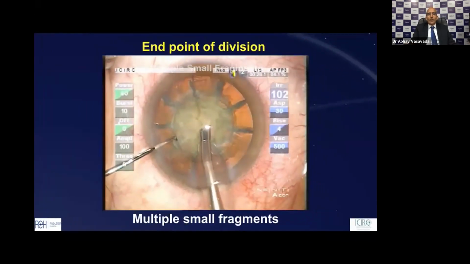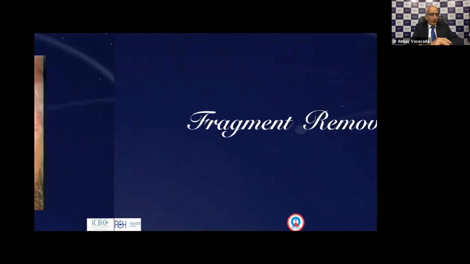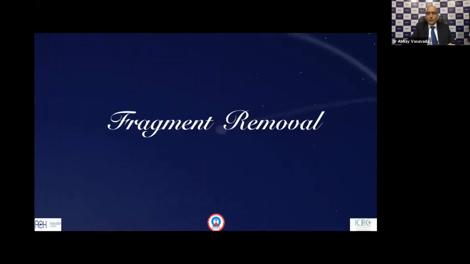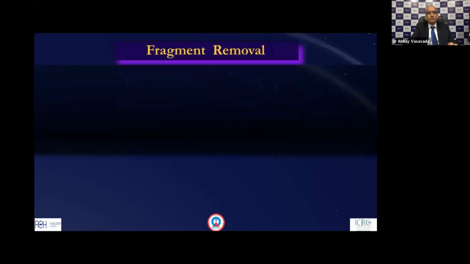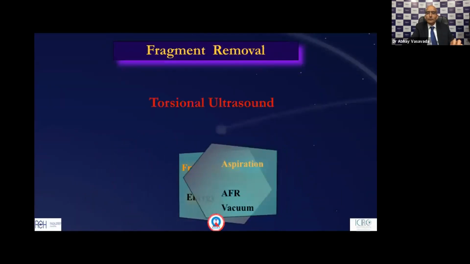Whatever technique you have, remember the end point of the second stage of this lens removal, which is division, is multiple fragments. The denser the cataract, the more the number of fragments that we need to make. Now, the fragment removal is the one which is very crucial, which will decide the clarity of the cornea.